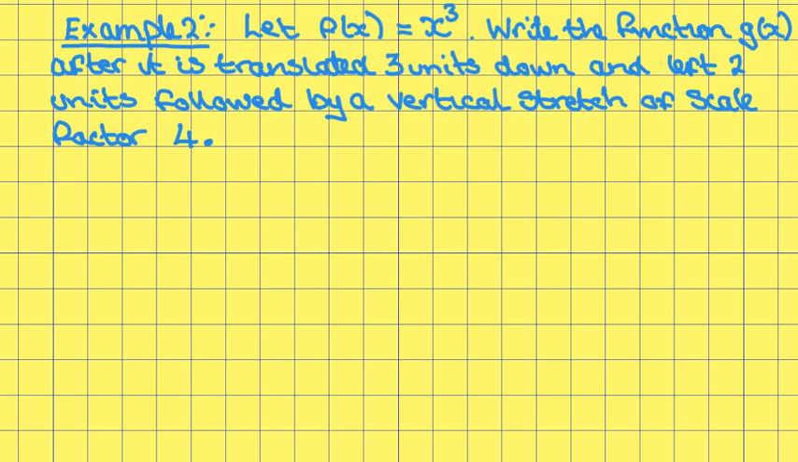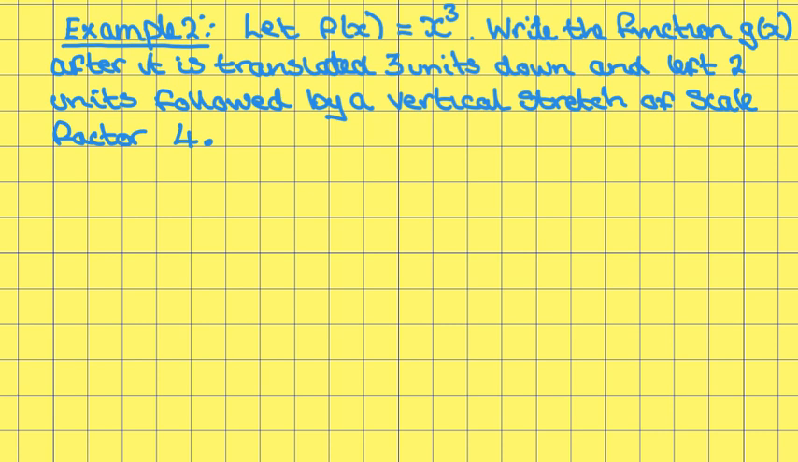Example 2. Let f of x equal x cubed. Write the function g of x after it is translated 3 units down and left 2 units, followed by a vertical stretch of scale factor 2. Now in this sort of question you need to be very careful that you do it in the right order, and it clearly states that you are translating it down and left followed by a stretch. The translations down and left can be done in either order, but then it must be followed by the vertical stretch of scale factor 2.